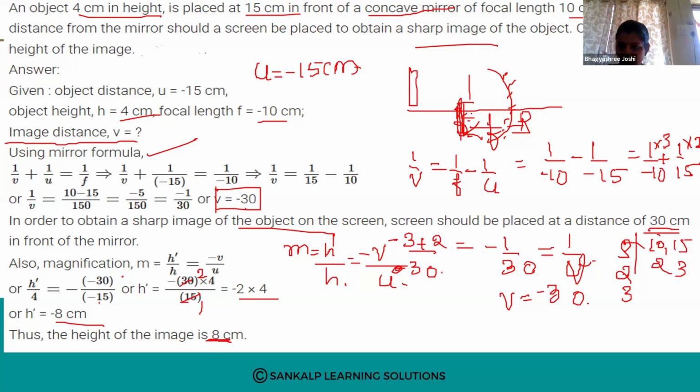So the image is also formed on the left side. Therefore it is negative and the height of the image is 8 centimeter.